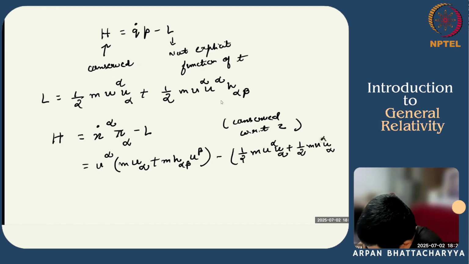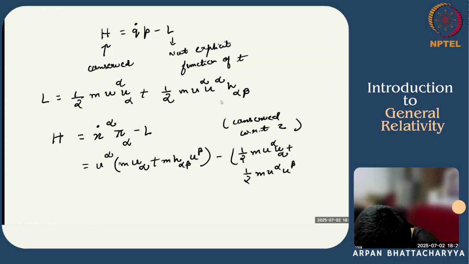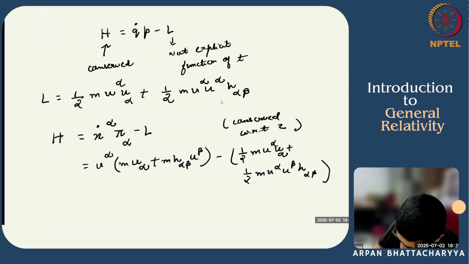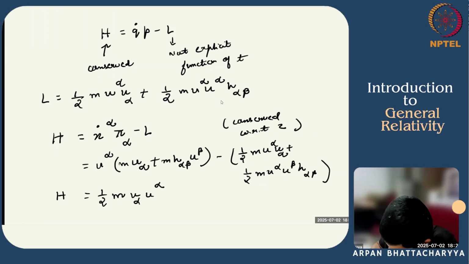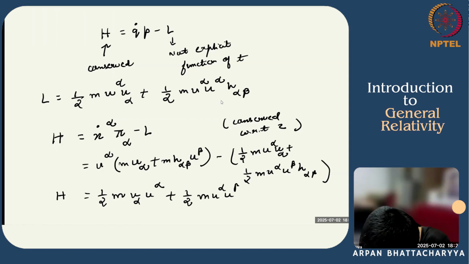Sorry, here let me write it correctly. The second term of m u alpha beta. If you simplify this, it will simply give half m u alpha u alpha plus half m u alpha beta h alpha beta.